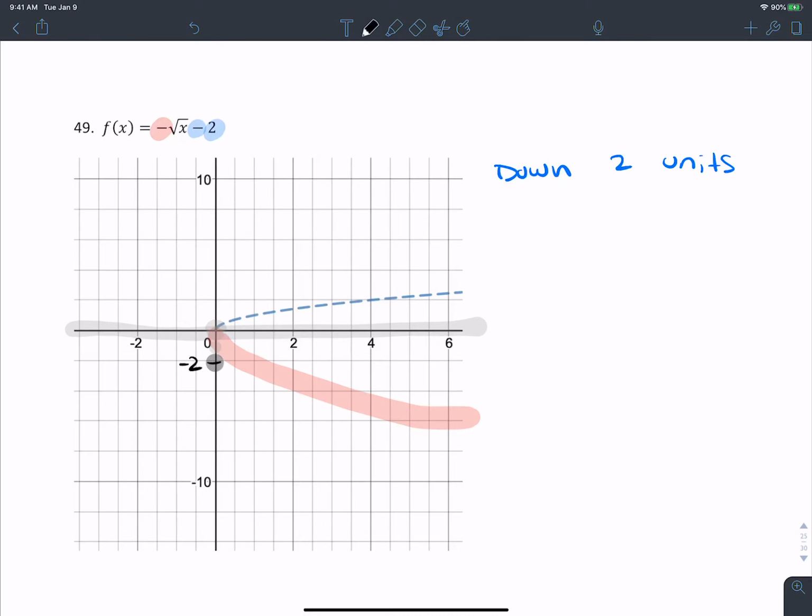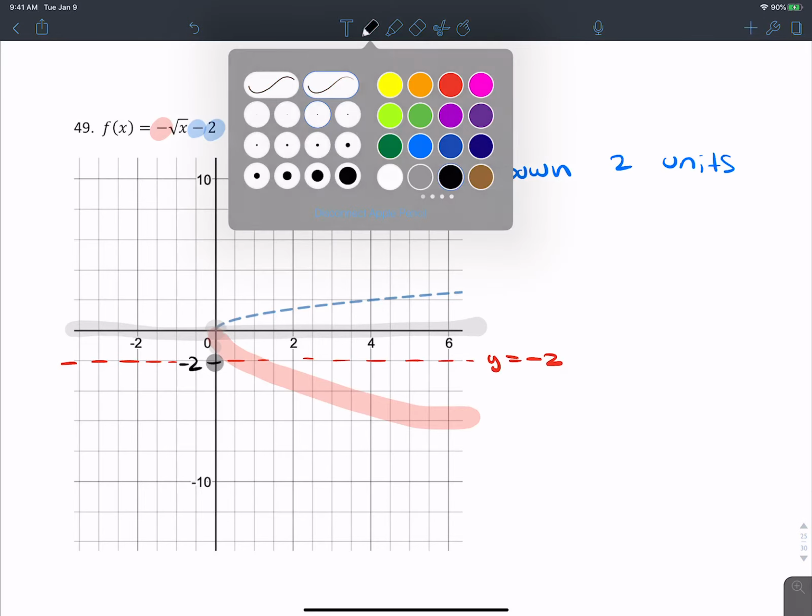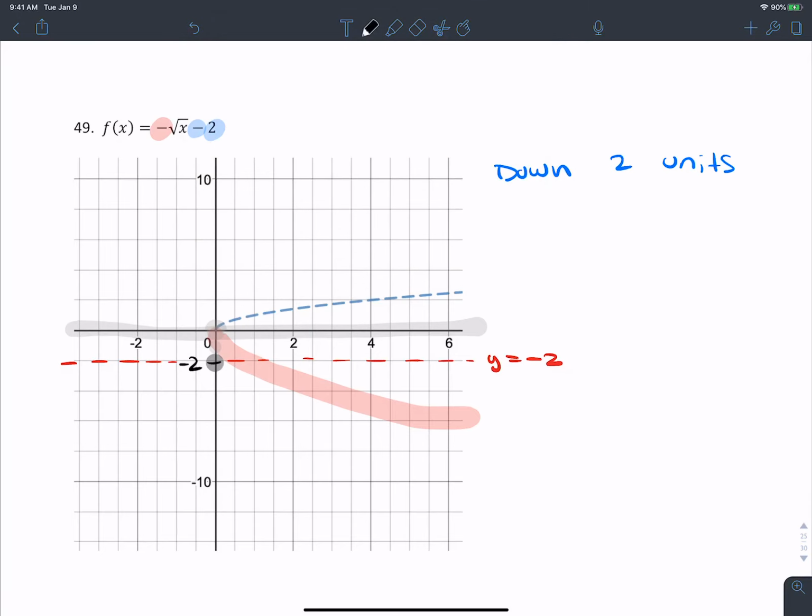Now let's remember, if I'm moving every point down 2 units, I'm even moving my x-axis down 2 units. 1, 2 here. This is the line here. It's a horizontal line. That's the line y equals negative 2. So when I start to sketch this curve here, all I have to do is sketch that reflected square root curve.